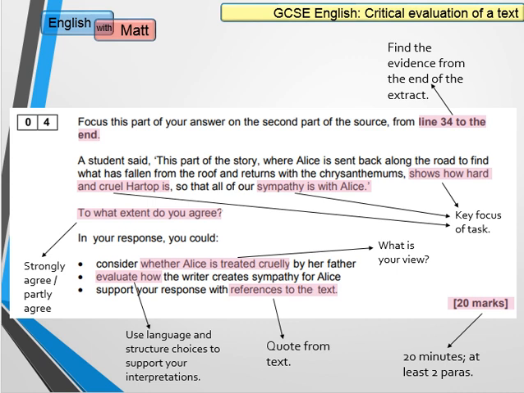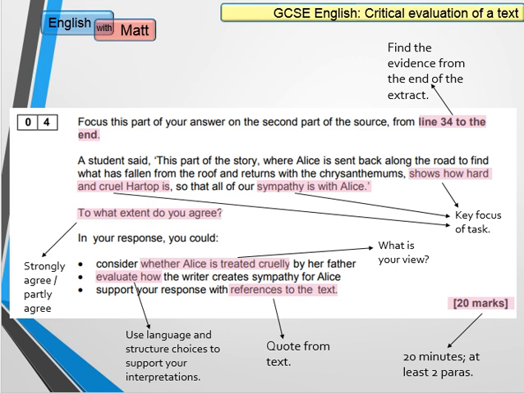A student said this part of the story where Alice is sent back along the road to find what has fallen from the roof and returns with the chrysanthemums shows how hard and cruel Hartop is, so that all of our sympathy is with Alice. Okay, so the bits that I've highlighted there, there's 3 sections there really. Hartop is the father, Alice is the daughter.